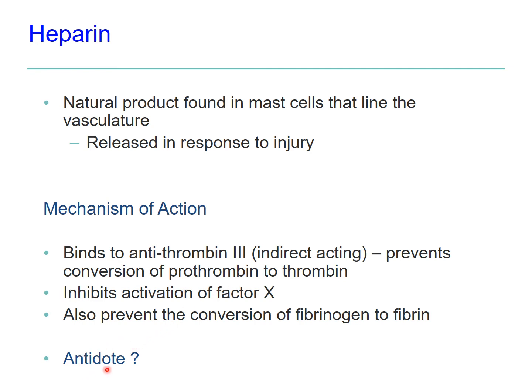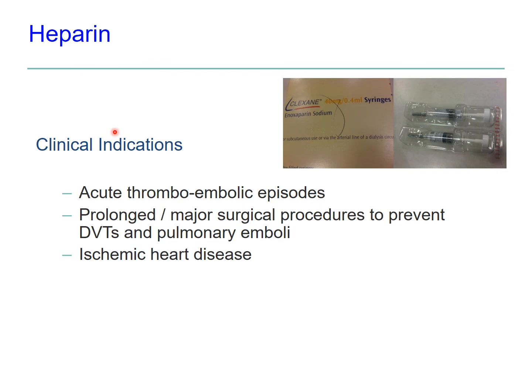The antidote for heparin is protamine sulfate, which you may be intrigued was initially extracted from the sperm of fish. However, now synthetic forms are available. Heparin is normally administered parenterally through the subcutaneous route, and the main clinical indications for heparin are acute thromboembolic episodes, prolonged or major surgical procedures to prevent deep venous thrombosis and pulmonary emboli, and it can also be prescribed short term for management of acute ischemic heart disease.